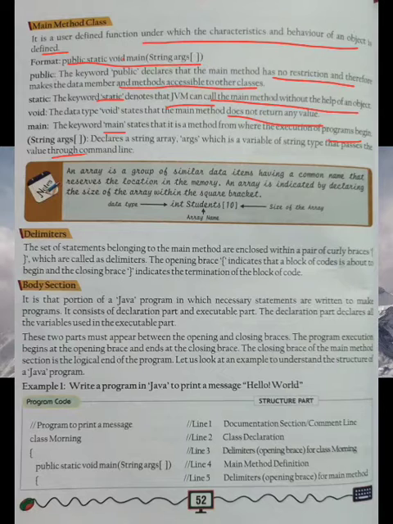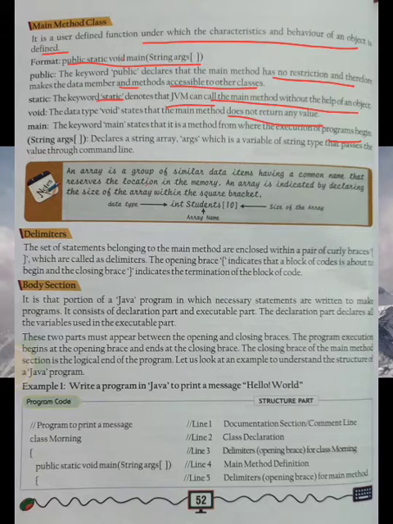Now an array is a group of similar data items having a common name that reserves the location in the memory. An array is indicated by declaring the size of the array within the square bracket. Here the size of the array is not declared, only the square bracket is there. We can declare the size of the array within the square bracket.